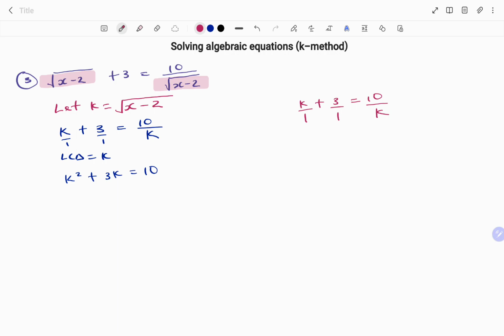I want to make it a linear equation. So knowing that my LCD is k, I multiply each term by k. This will cancel. So I have k times k, k squared, plus 3 times k, 3k equals 10, which is what I have here. So moving all the terms to one side to make it a trinomial or a quadratic equation, I'm going to have k squared plus 3k minus 10 equals 0.